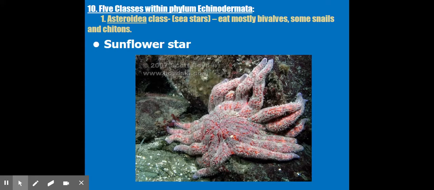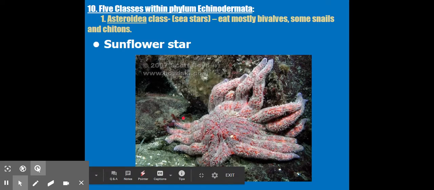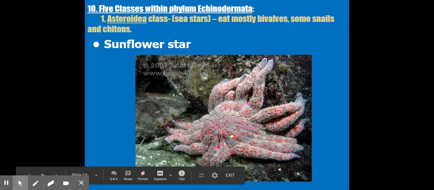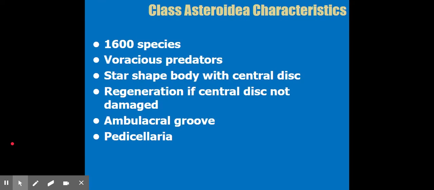Here, this is a picture of a sunflower star that lives off in Monterey Bay. So it has many arms. You'll notice that the surface of it looks a little fuzzy. Those little fuzzy parts that you see are actually their dermal papulae, their skin gills. So it's actively breathing, respiring right now. This little white dot right here is its madreporite, where it's sucking in water. So that's a sunflower star, a cool example of an asteroid.